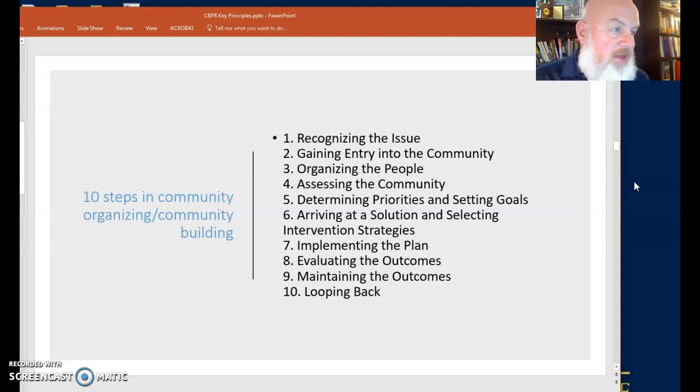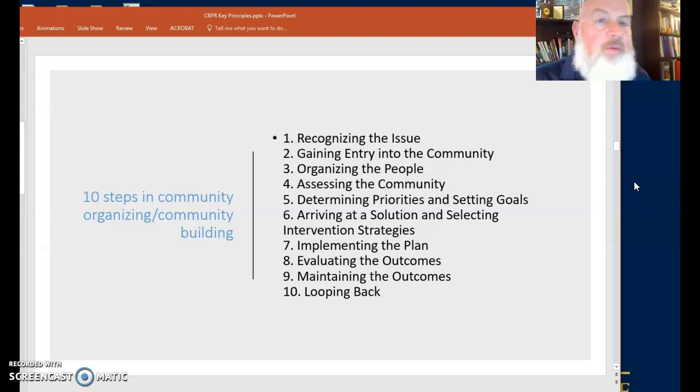It gives you that information, but really what you're going to be doing is recognizing the issue of interest. You're going to find a way to get some entree into the community. You're going to be looking at ways to organize people to come together. You're going to assess the community themselves. And then after that, you're going to determine some priorities and set some goals.